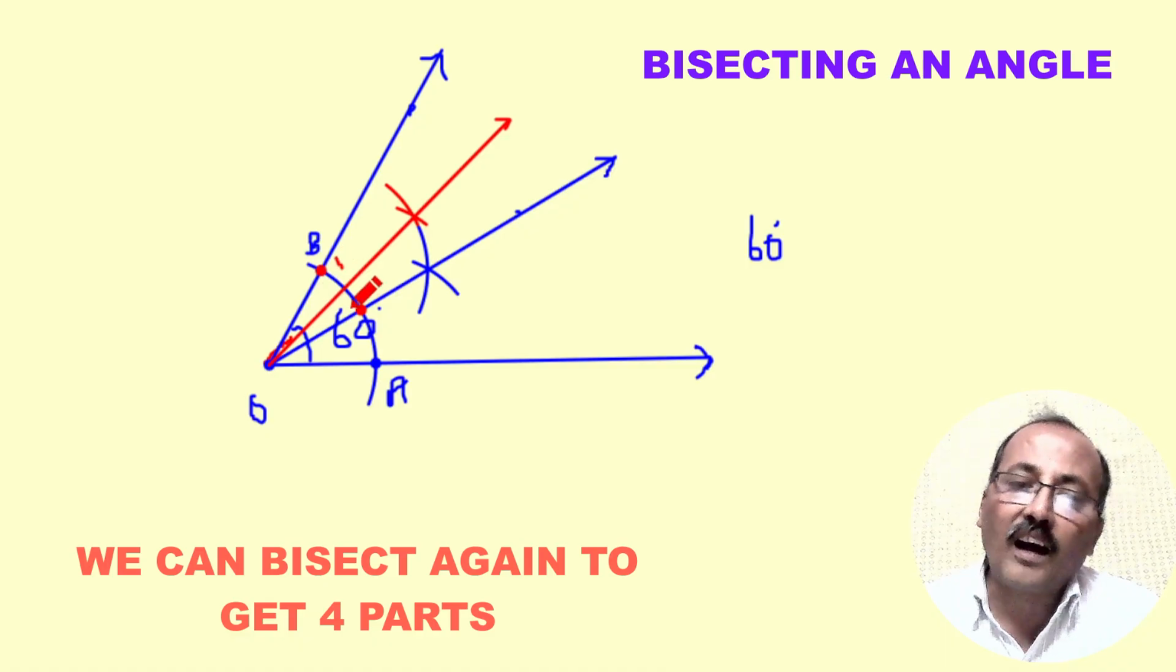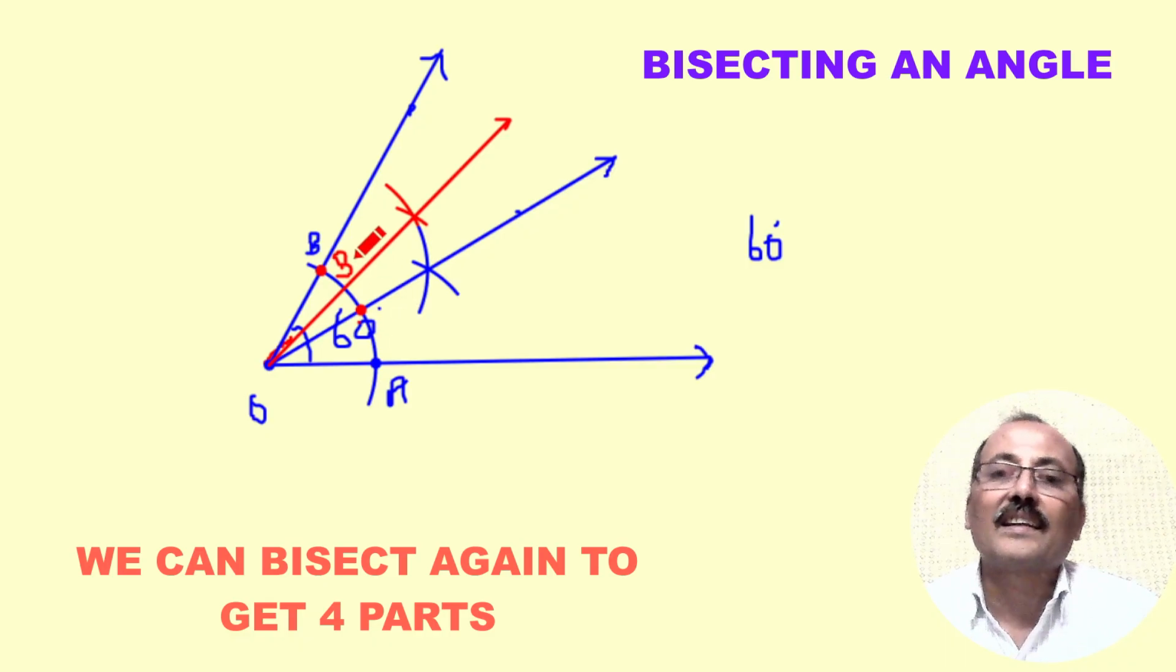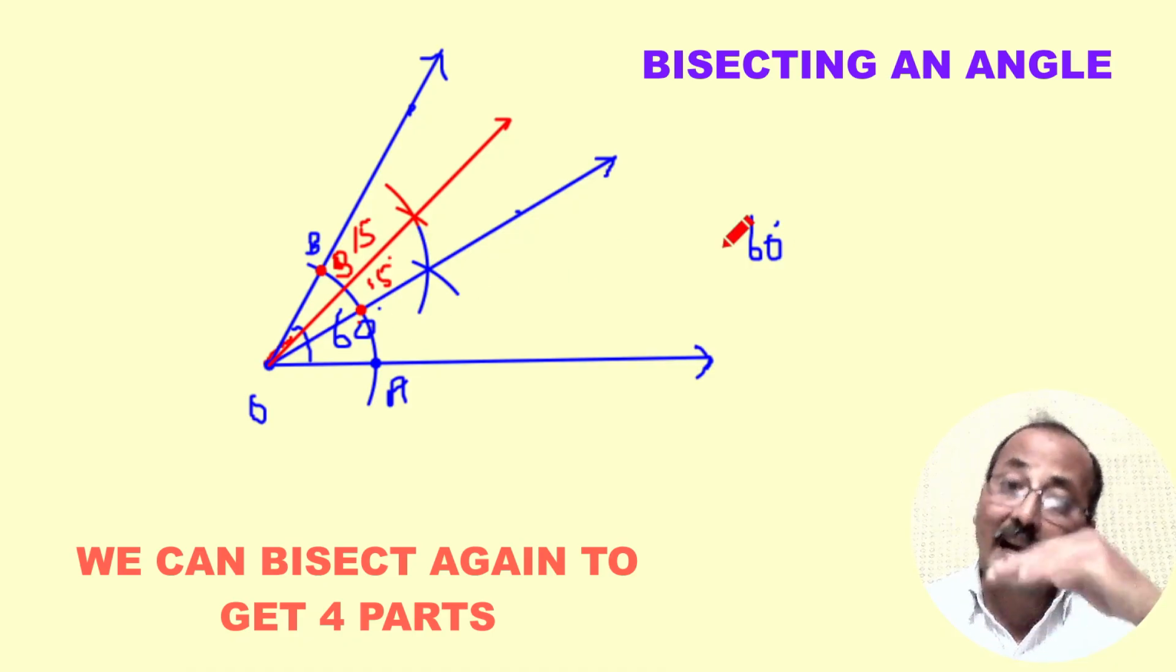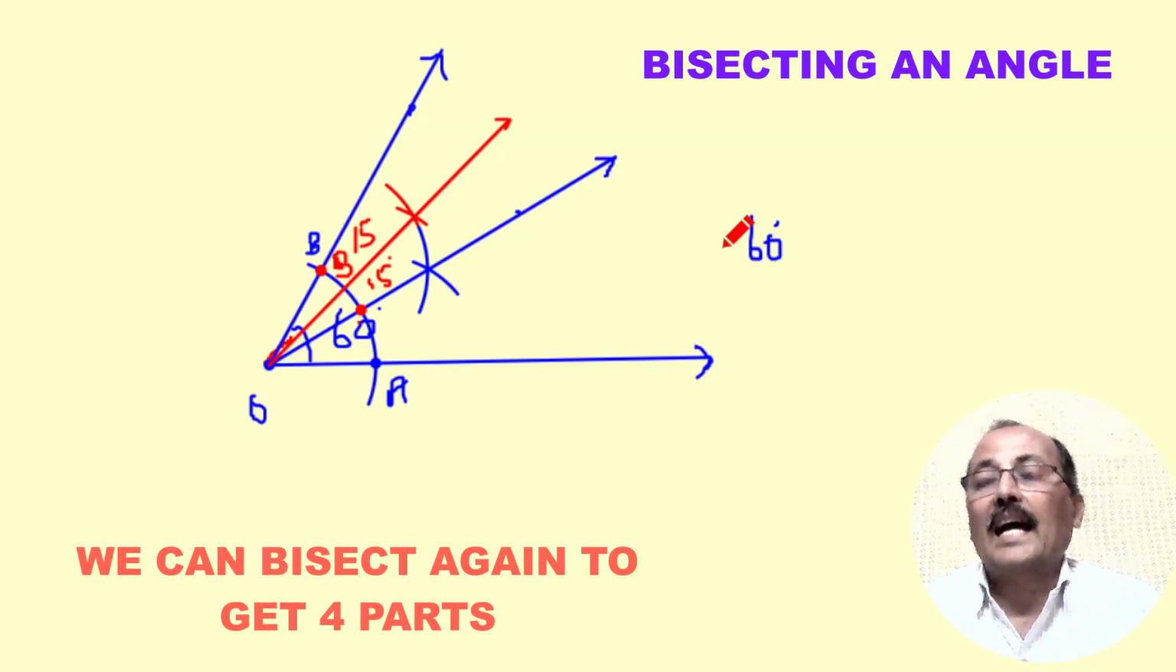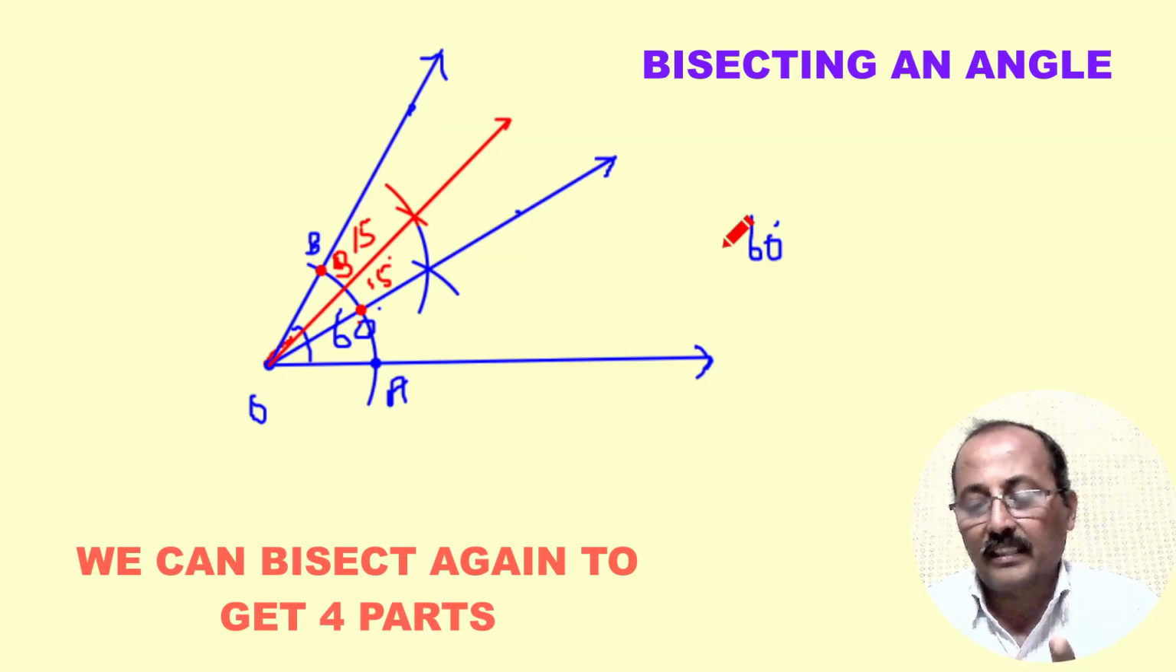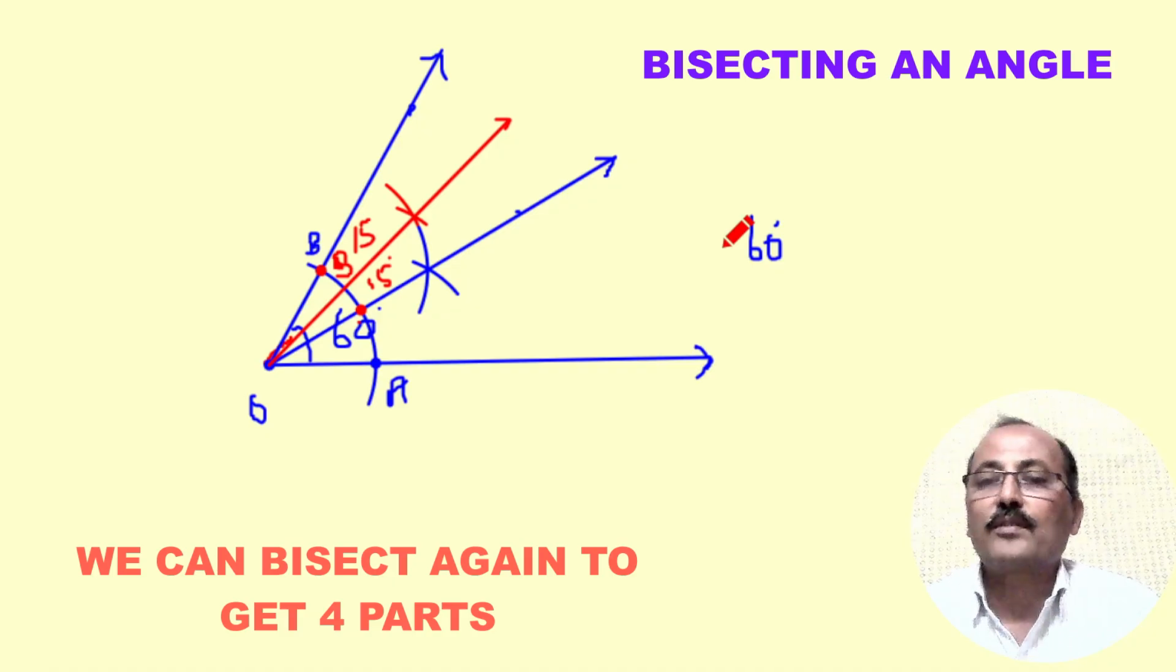This half is 30, this half is 30. Now if it is bisected, this will be 15 degree. It is 15 degree and this is 15 degree. Likewise here also you can bisect. Again that angle can be bisected. So what they can ask at the most is to bisect it 2 times, 3 times or 4 times. In this we cannot draw all the angles, only some particular angles you can draw.